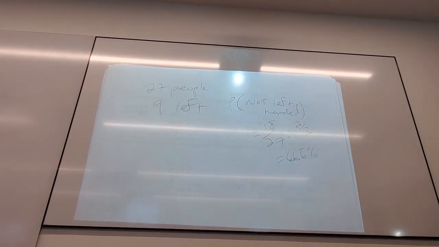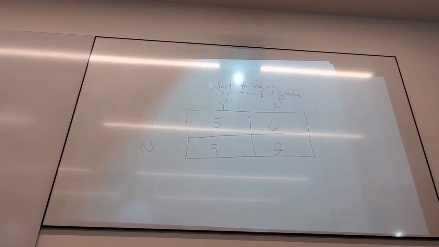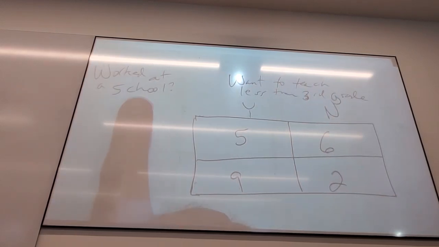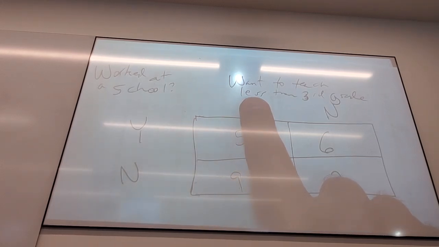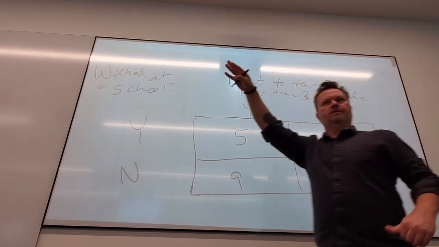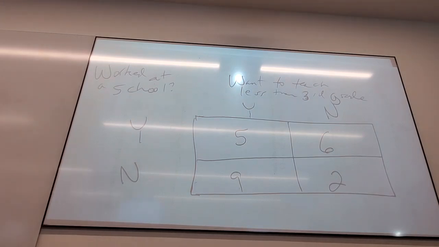I have put together a little table. So go ahead and copy this down. This is the people that have worked at a school in some capacity, yes, no. And this is, they want to teach a level less than 3rd grade, so like kindergarten, 1st, 2nd, yes, no. You see what I'm saying? It's the most immediate little table I can think to make from the questions I asked you.